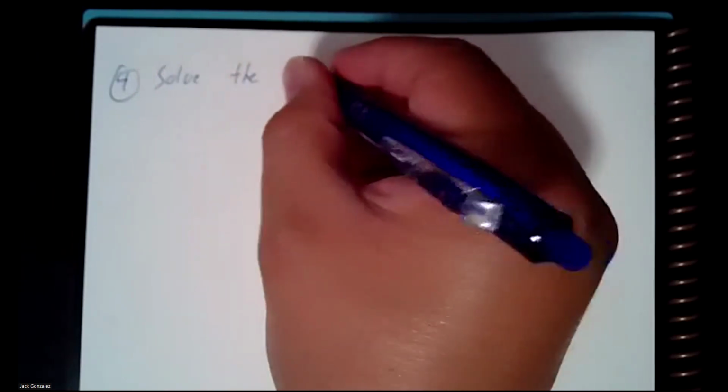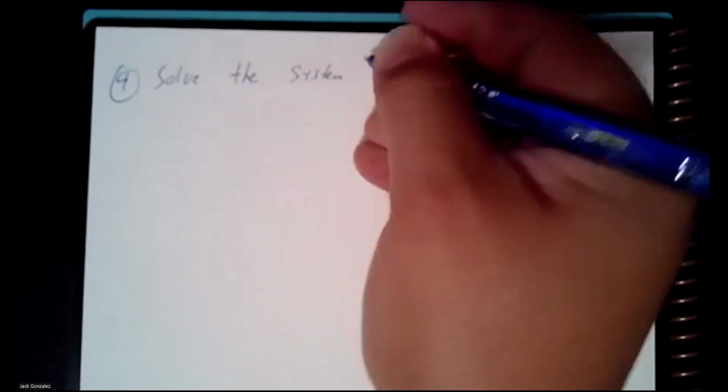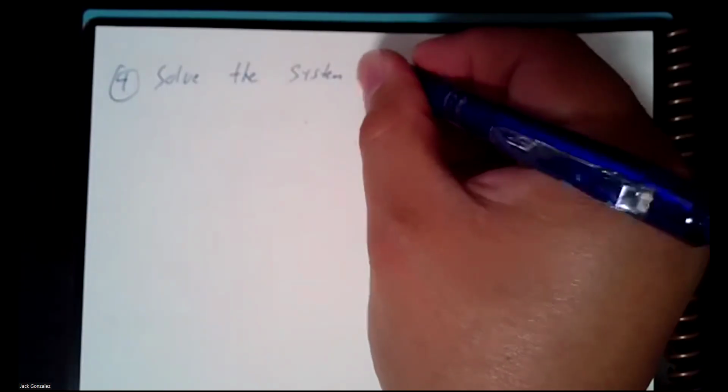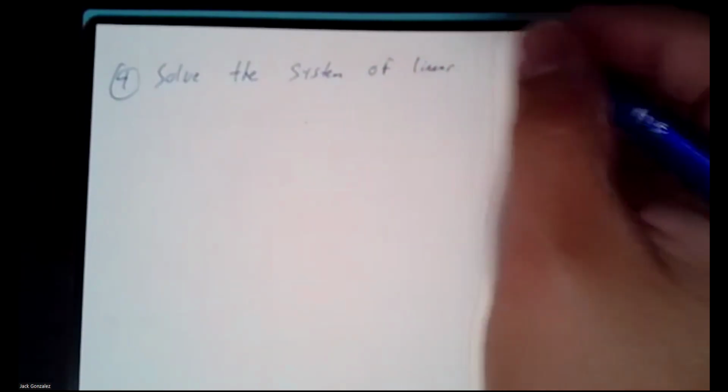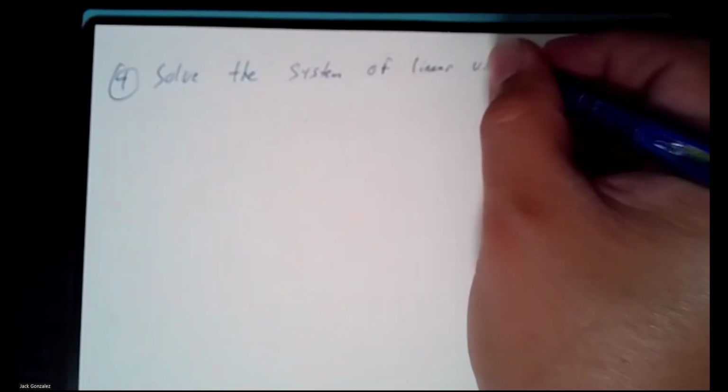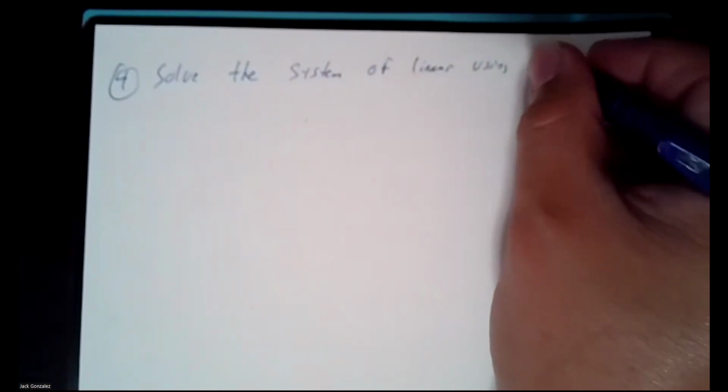Solve the system. Remember, you can always graph it and check your work or check what's going on first if you want. But we got to show our work for when they ask for a specific thing.